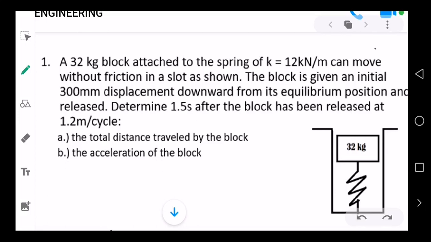Alright, we have an example. So we have number 1. Actually, we only have 1. Okay.